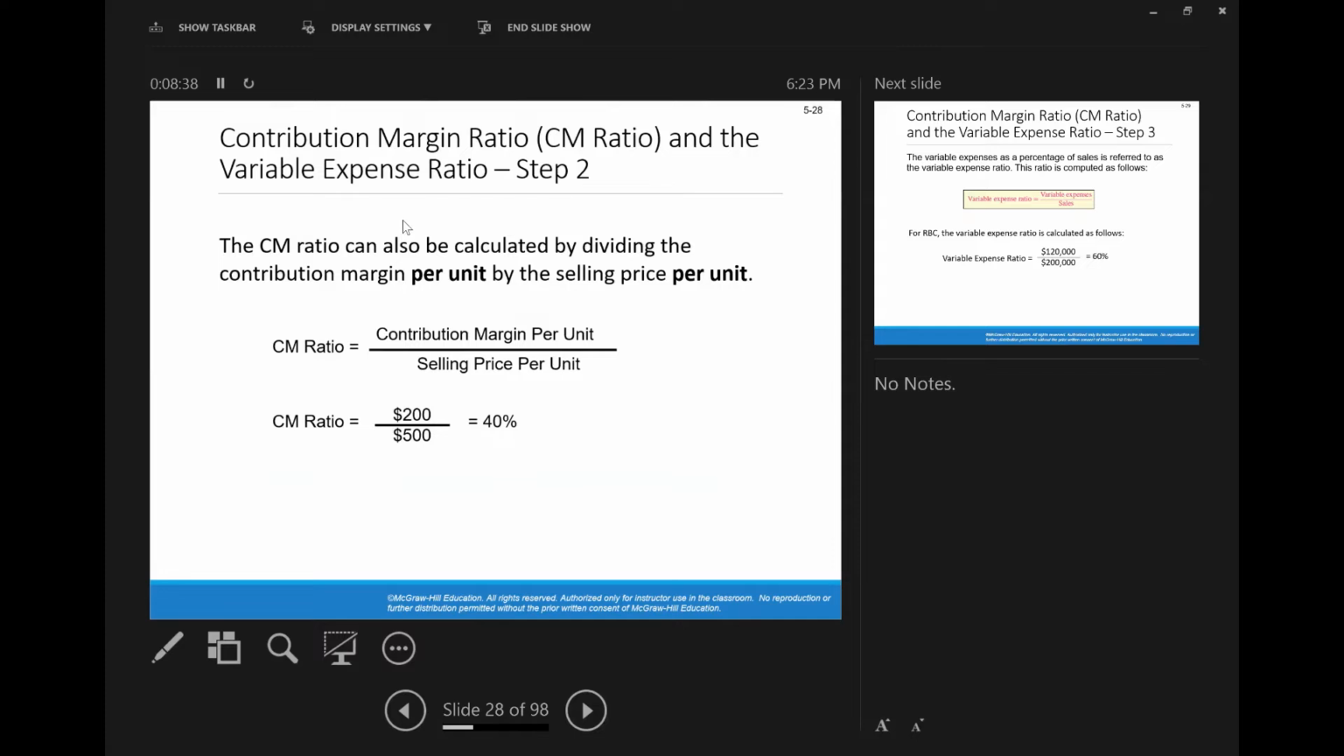All right, contribution margin can also be calculated by dividing the contribution margin per unit by the selling price per unit. So now we're going to do 200, which is the contribution margin, divided by the $500, which is the sales per unit. Still get 40%.